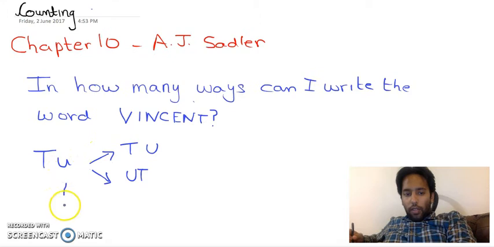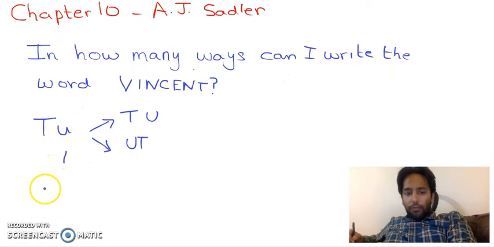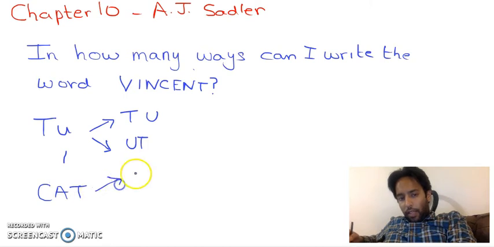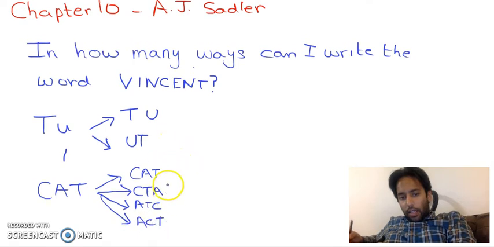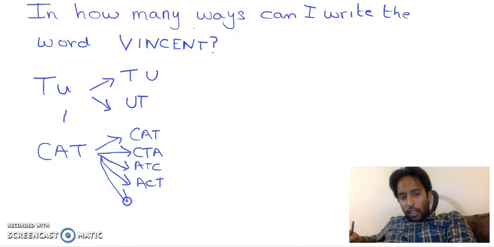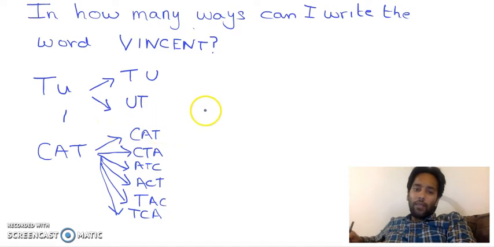How many words can you arrange? A three-letter word, cat. Again, cat from year 10. It could be CAT or CTA, or you could do ATC, ACT, and TAC and TCA. It seems simple till now, right?